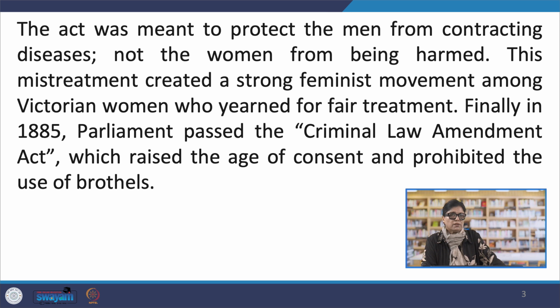This mistreatment created a strong feminist movement among Victorian women who yearned for fair treatment. Finally, in 1885, Parliament passed the Criminal Law Amendment Act, which raised the age of consent and prohibited the use of brothels. During the Victorian age, there was an early baby boom, which led to not only an increase in population, but also an advancement of industrialization.